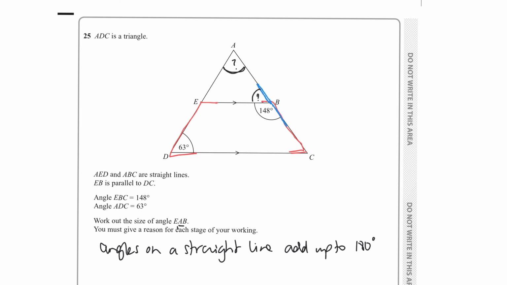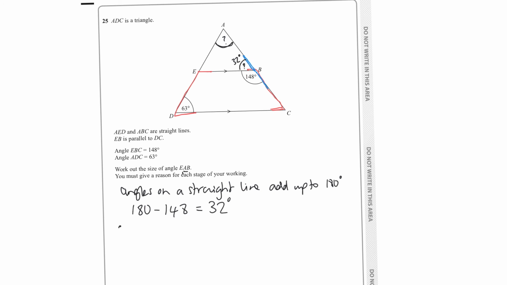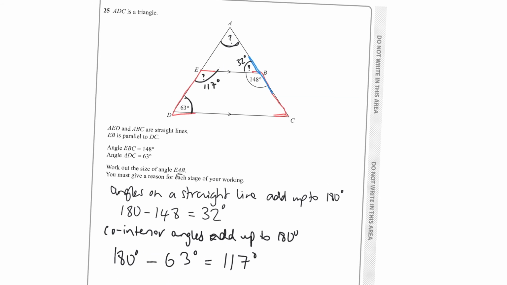So to work out this missing angle, we'll do 180 minus 148, and that should leave you with an answer of 32 degrees. So we know that one is 32 degrees. Then the next thing we can do is use the rule, let's zoom out for more space, that co-interior angles add up to 180 degrees. We've got 63 degrees here. So the angle here is going to be 180 degrees minus 63 degrees, and that will leave us an answer of 117 degrees. So we know that's 117 degrees.